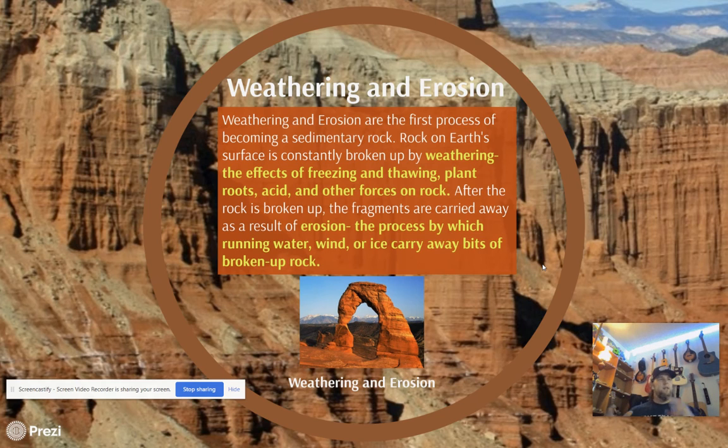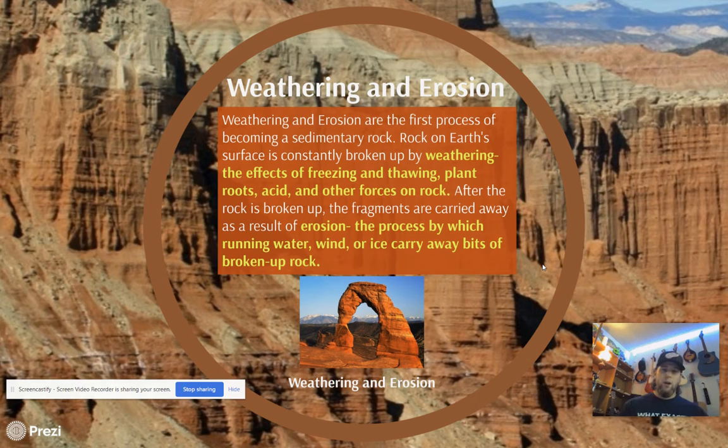Now, some areas have water or conditions that are more acidic, and this can break down rock as well. So there are both chemical and mechanical ways of breaking down or weathering rocks. And then it has to be eroded. After it's broken up, the fragments have to be carried away, which is the process of erosion. It is the process by which running water, wind, or ice carry away bits of broken up rock. So it's important to keep in mind those three different types of methods.